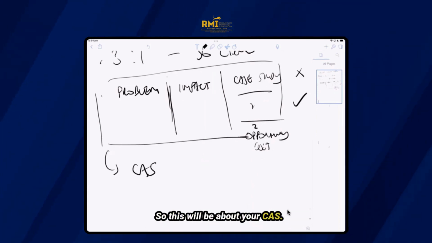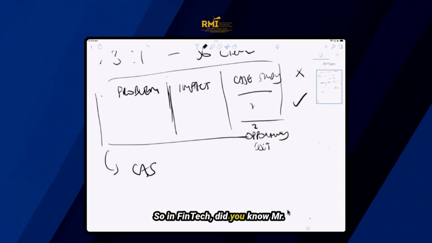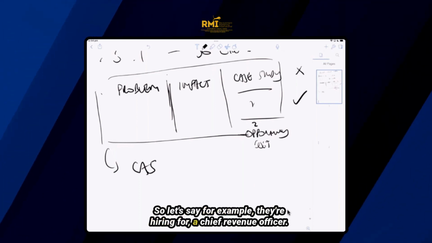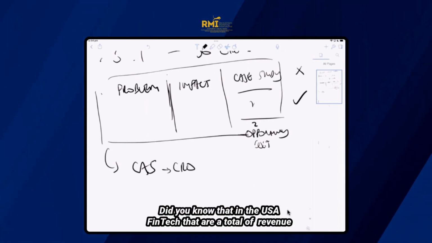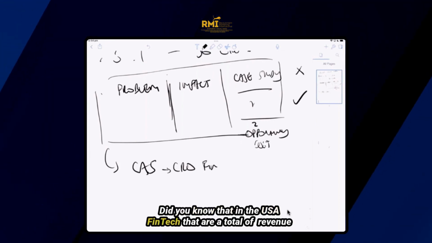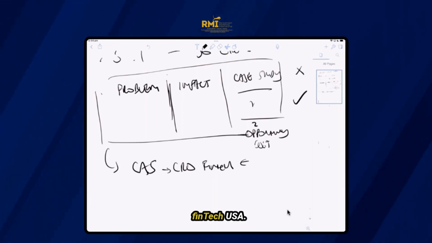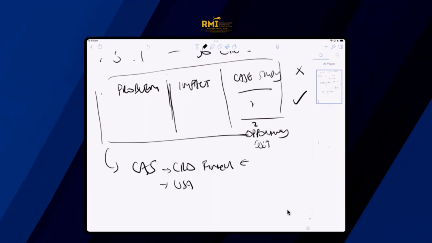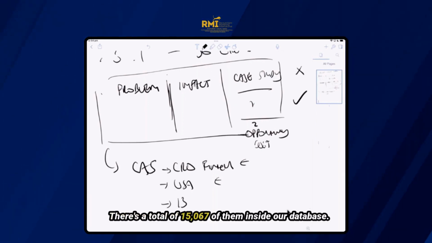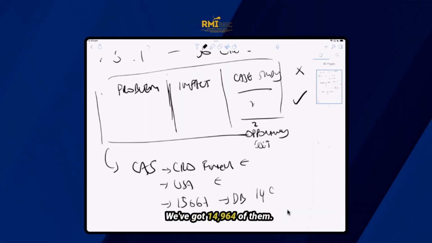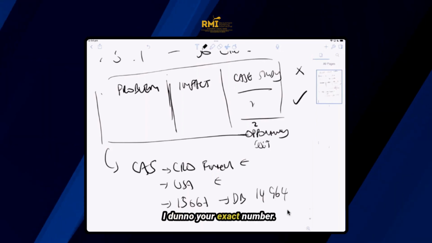So this would be about your CAS. So in fintech, did you know, Mr. Client? So let's say, for example, they're hiring for a chief revenue officer. Mr. Client, did you know that in the USA fintech, there's a total of 15,067 chief revenue officers? Inside our database, we've got 14,964 of them. I don't know your exact number.